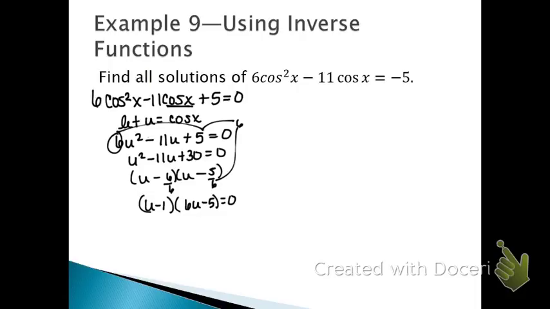All right, so I got it factored. Then remember, set them individually equal to 0 and solve for u. But we're not just looking at u, we're looking at cosine of x.